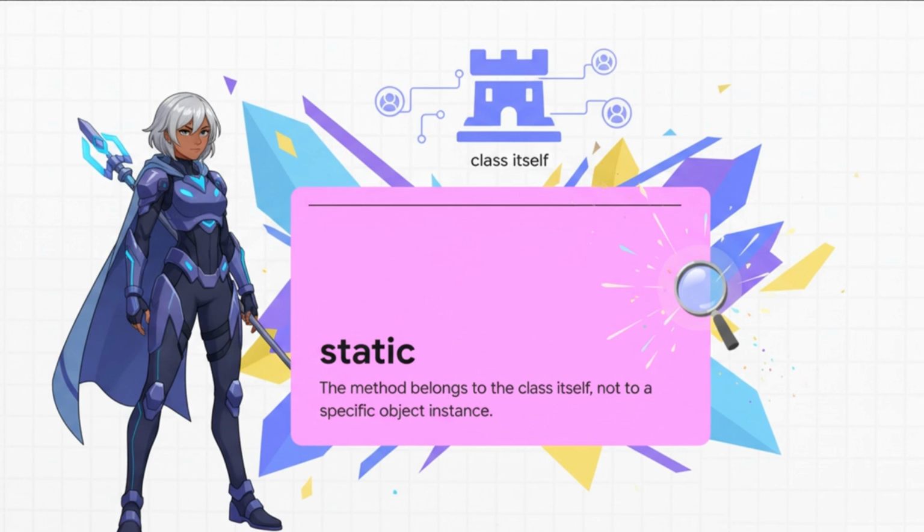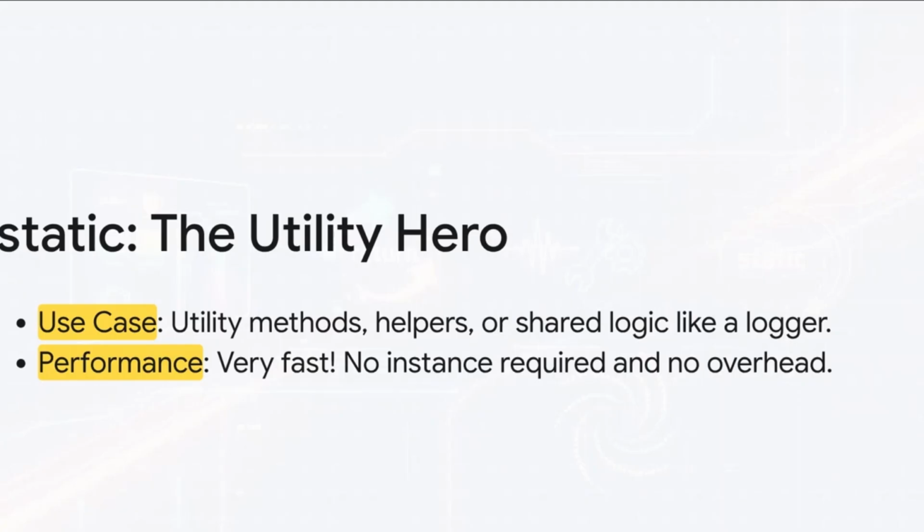What does that mean for you? It means you don't have to create a whole new object every time you want to use it. It's always there, ready for shared, common tasks. Think about something like a logger. You never want to create a new logger every single time you write a message. That would be crazy. You just want to call logger.log. And the performance?